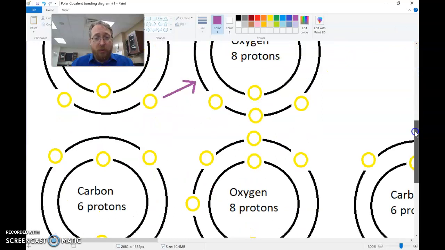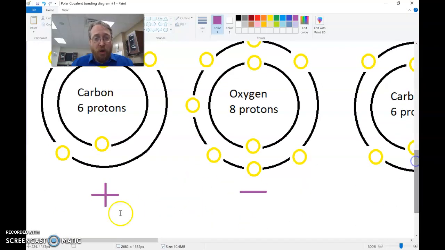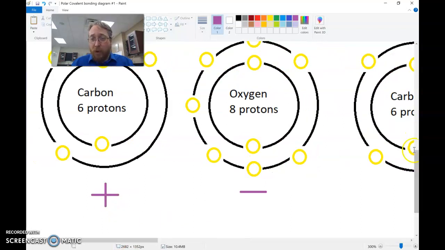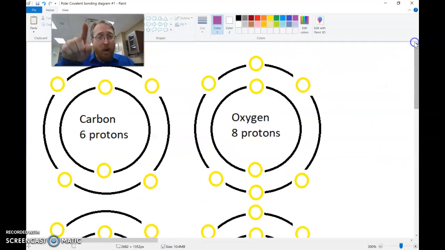So the carbon loses an electron, oxygen gains it, they have a charge, then the carbon gains that electron back and they go back to neutral. Now it takes me a while to scroll through all those pictures, but this is happening millions of times a second between these two atoms. So they are going from charge to neutral, charge to neutral, over and over and over again.